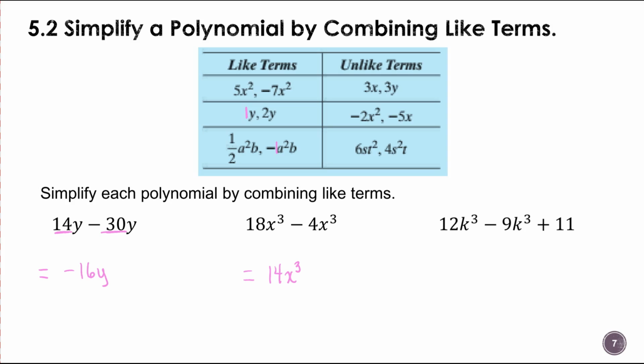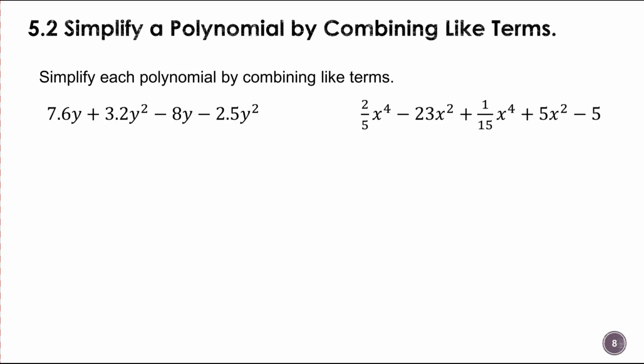On the third one, we can combine the 12 and the negative 9 because both of them have a k cubed. So 12 minus 9 is 3. That's 3k to the third power. And then we just keep the 11 because there was nothing to combine it with. There was no like term for the 11, which would have had to be just a number, or a constant term is what we call those.